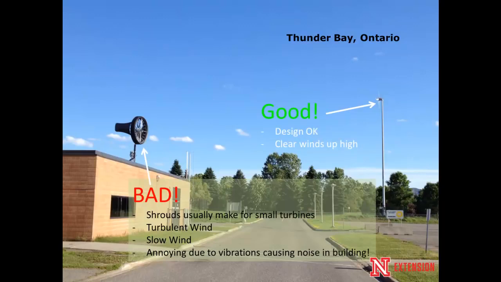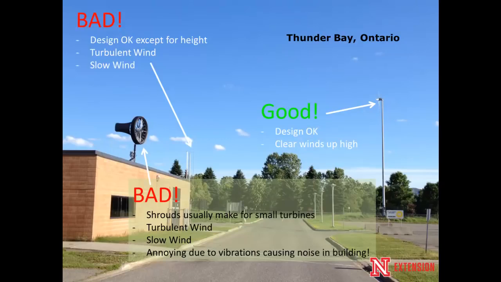Let's look at this one. This is a little better design in the fact that it is airfoil bladed and is a horizontal axis turbine. So the design's okay. It's clear up in the winds up high. I'd love to see that tower be another 20 feet higher, but again, it's probably going to produce some electricity and maybe do reasonably well for what it is. So that's better. Here's a third one hiding over here behind the turbine. Again, I'm going to call this bad.